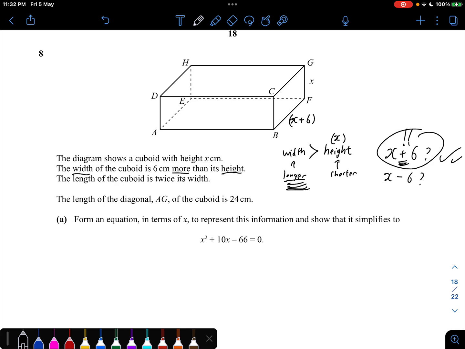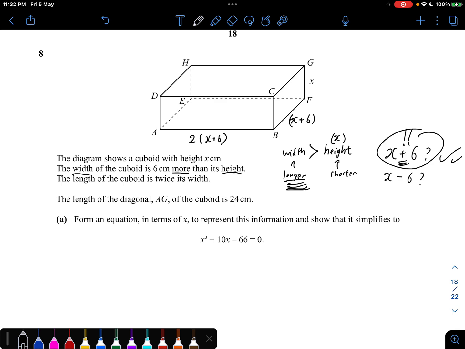Let me confirm first. Width of the cuboid is 6 cm more than its height. Yeah. Then the length of the cuboid is twice its width. Okay, I assume that length is referring to AB or EF or DC or HG. Right, it's twice its width. So if the width is x plus 6, what's the length? Twice, right? So 2 bracket x plus 6. Right? Good.